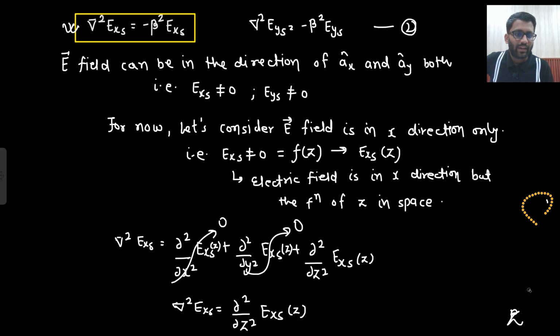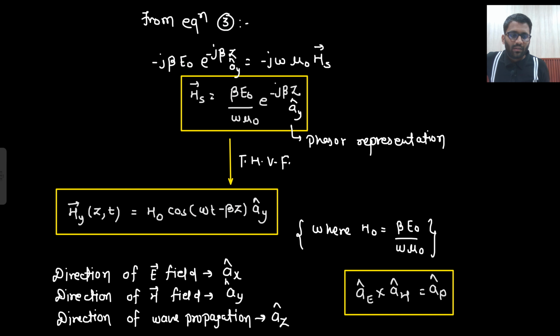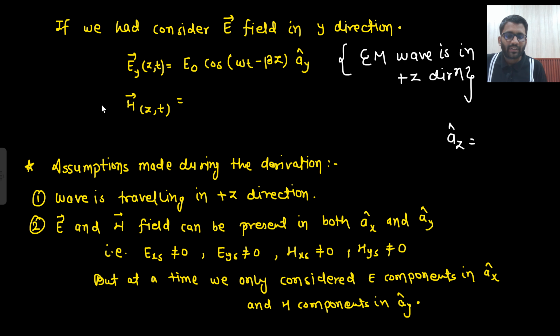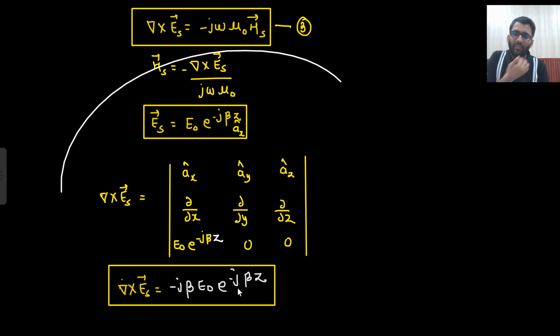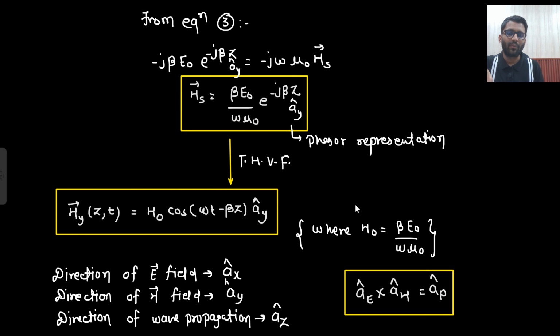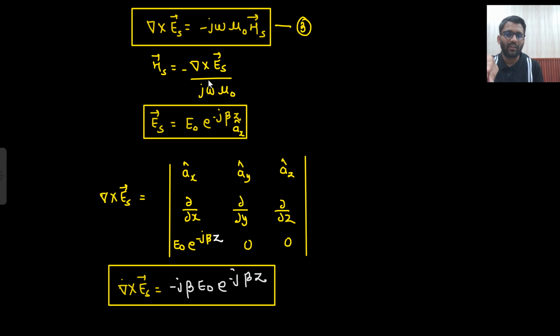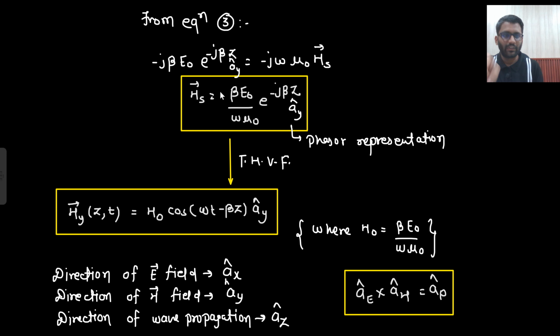So let's try to get the expression of the magnetic field. You can get this expression by solving the equation as well. How will you get it? By this formula: you write down del cross E_s upon j omega mu naught. You calculate del cross E_s from here, in the phasor form, then you divide by j omega mu naught. You will get the expression of H_s. Once you get H_s, from there you can get H by taking the time-domain form.